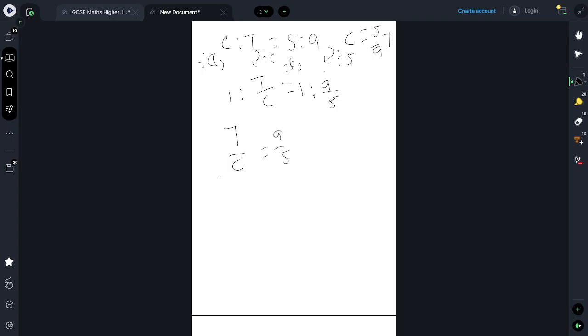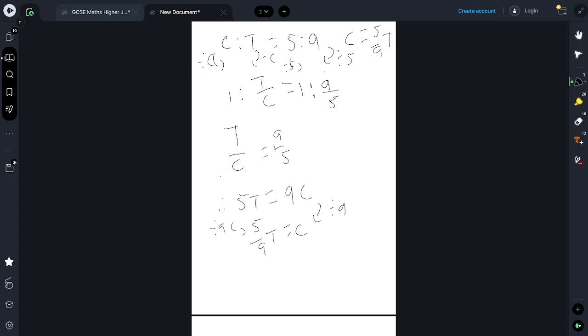And now we could just cross multiply using the usual algebra. So that means 5T has to be 9C. And if we want C, then divide by 9, like usual with normal equations. So then 5 over 9 T equals C. And that is what we've got here. That is how you jump from here to here. Okay.